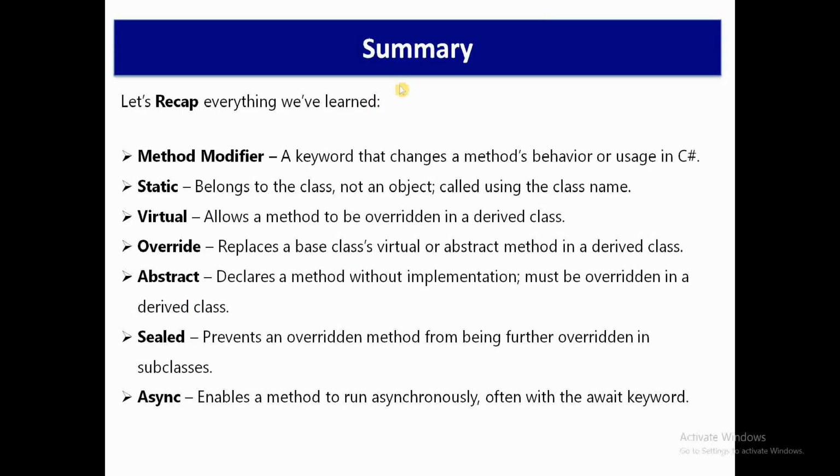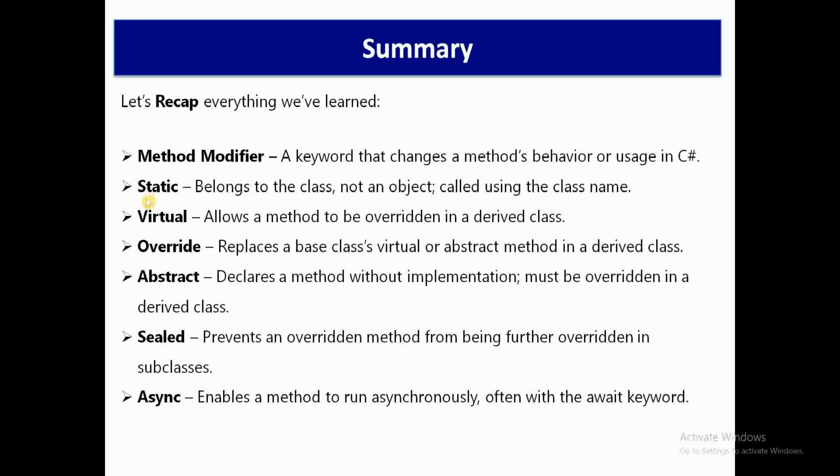Next we have summary. So let's revise what we learned today. First one is method modifier, a keyword that changes a method's behavior or usage in C#. A keyword that will change the method totally, or if we provide new implementation into a derived class that really changes the behavior, means we provide new logic into a second method into the derived class, that is called method modifiers, means it modifies the method behavior.